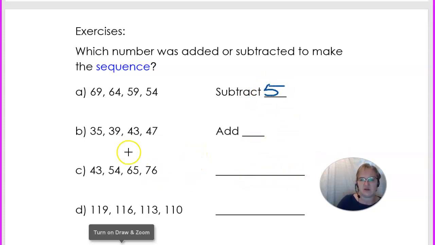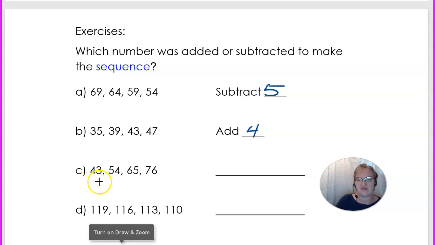For B, now we've got 35, 39, 43, 47. Obviously it's an increasing sequence, so we're adding. So the gap between 35 and 39 is 4. From 39 to 43 is 4 again. From 43 to 47 is 4. So we're adding 4 each time.